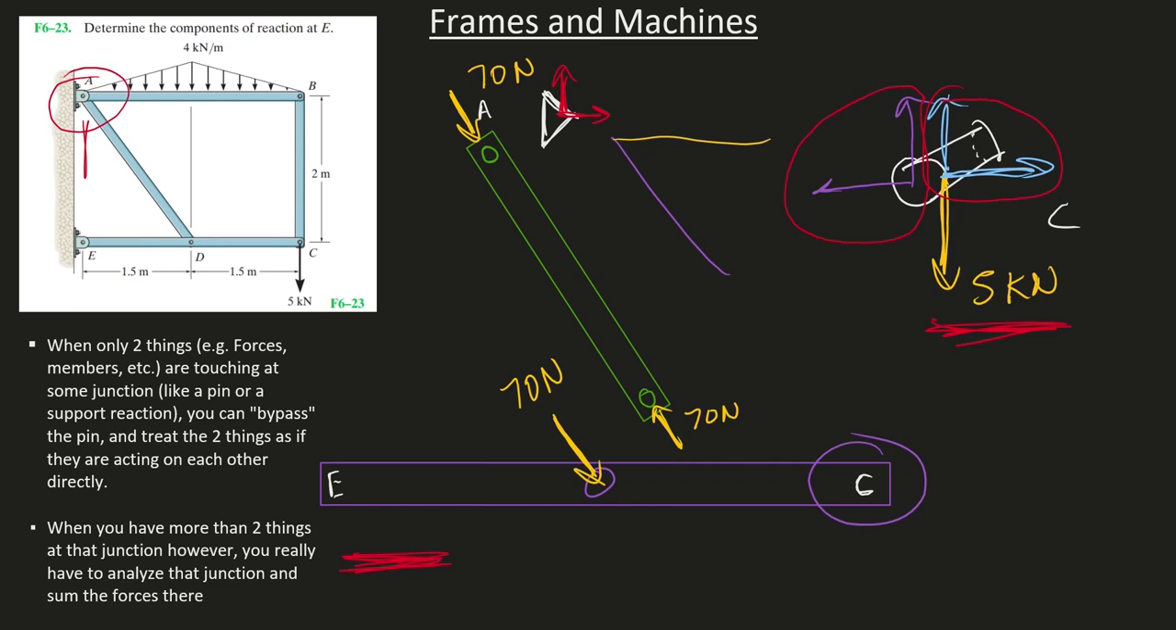Okay, so what we're going to do is we're going to change the question. Instead of determine the components of reaction at E, we're going to determine the components of the reaction at A. And you'll see more of what I'm talking about.